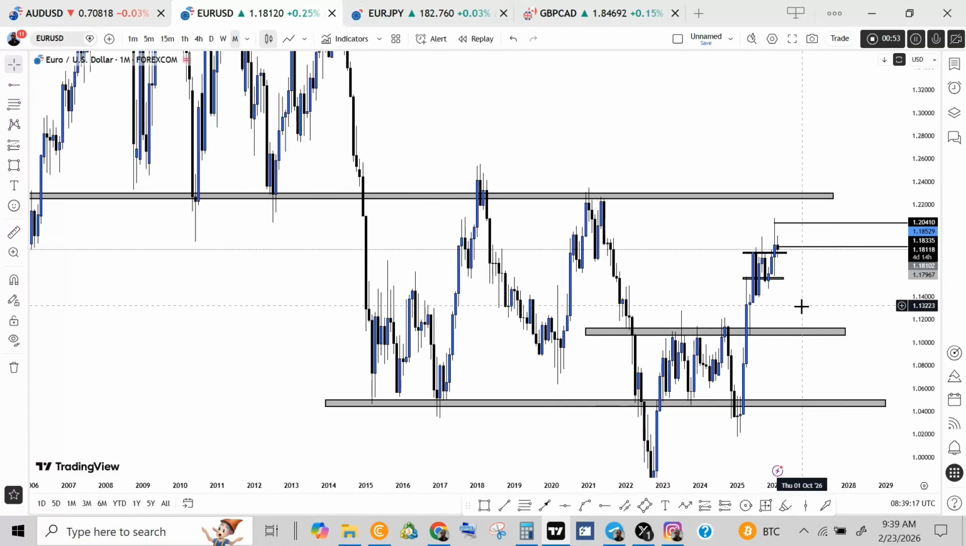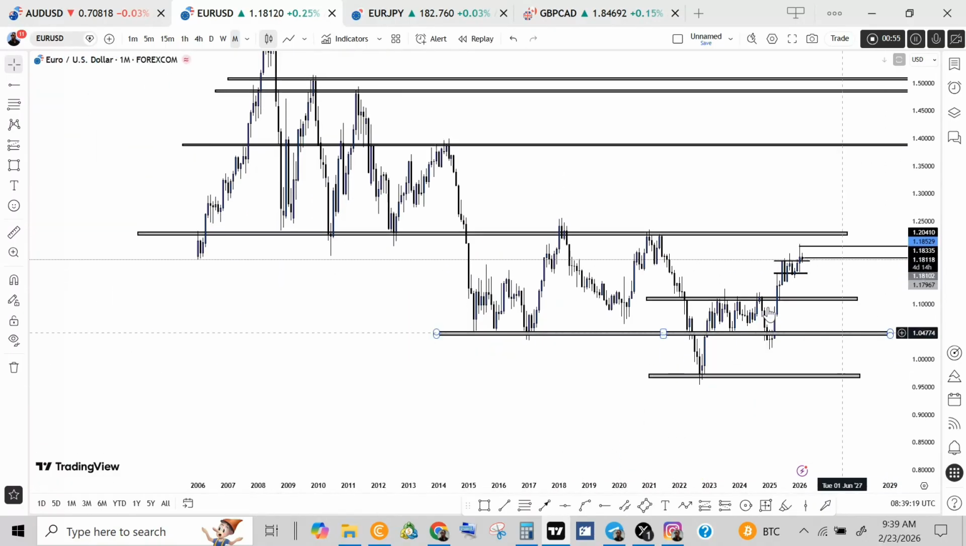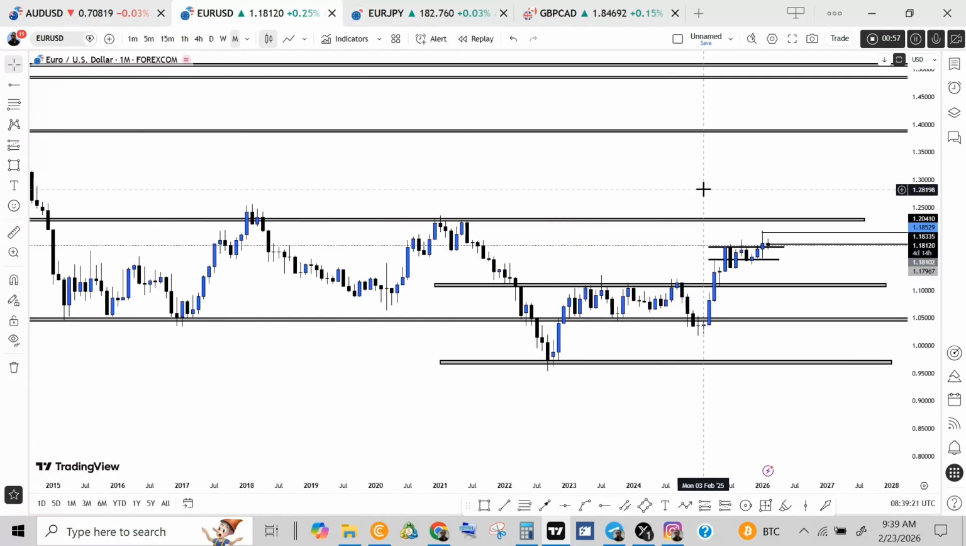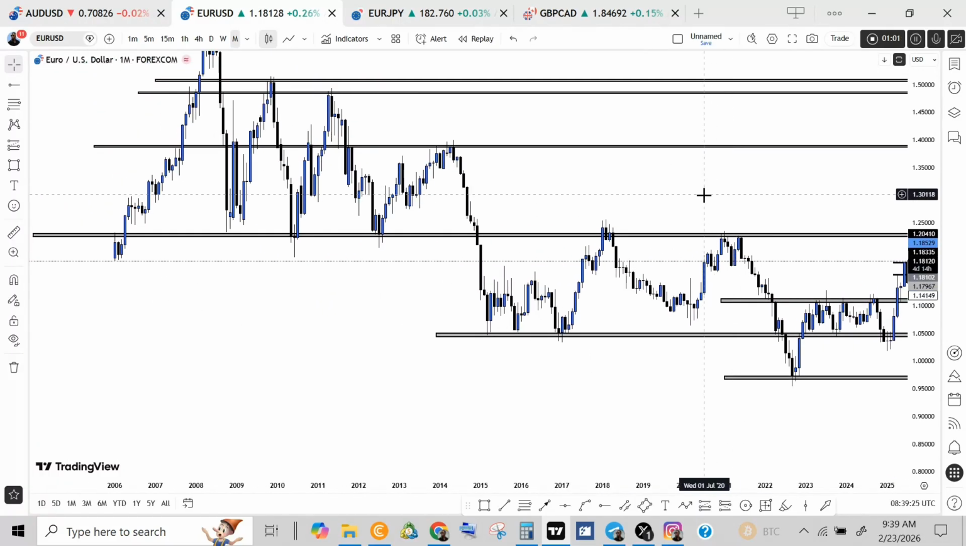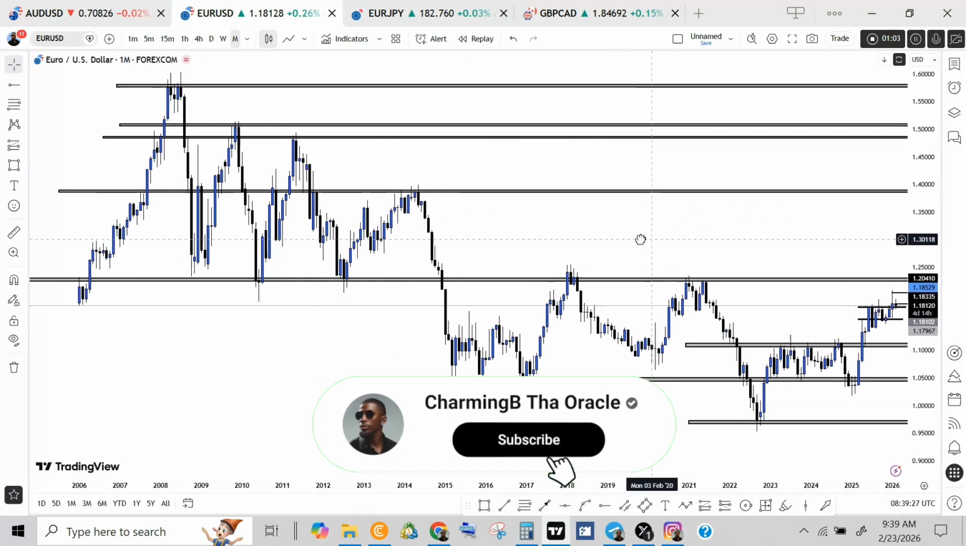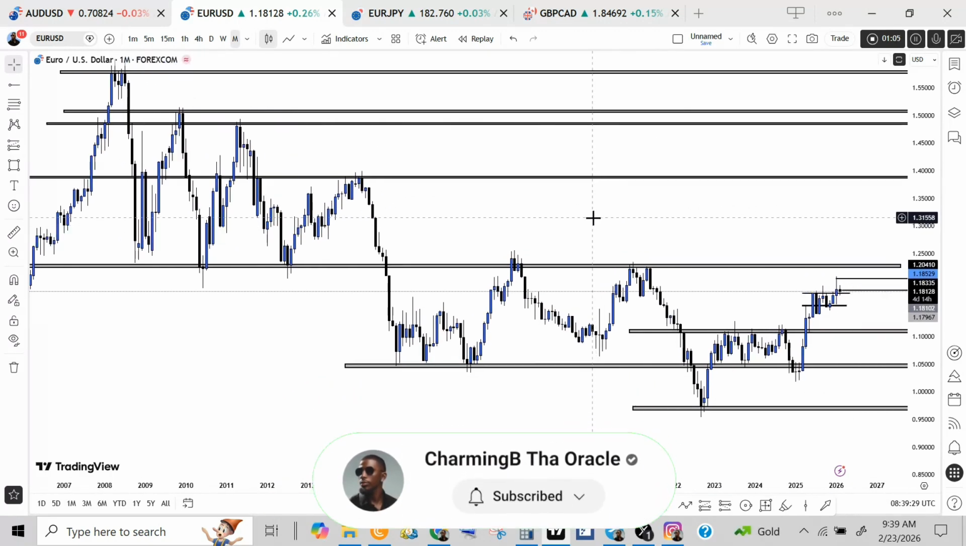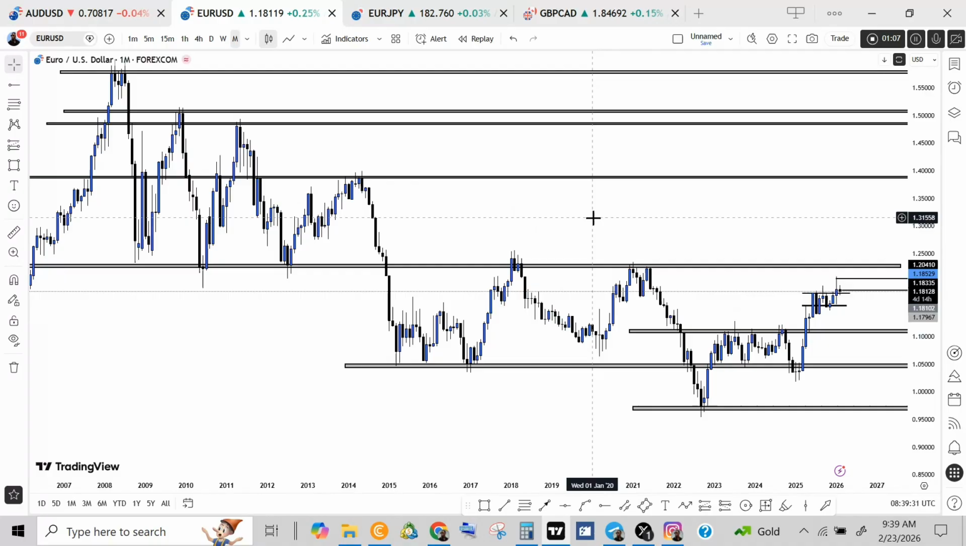All right. Now, the way to know the direction of any market is top-down analysis. So if you don't know what top-down analysis is, you would have a problem.